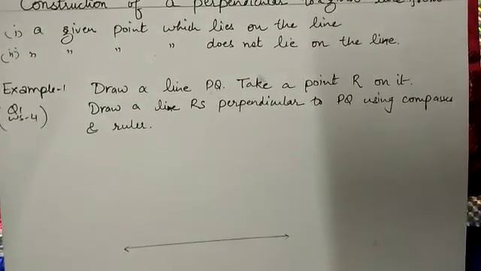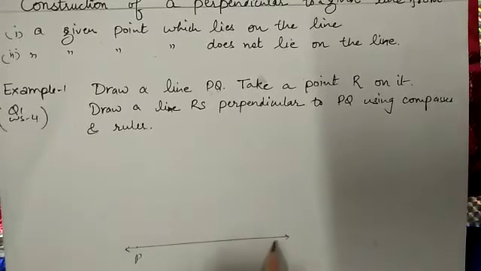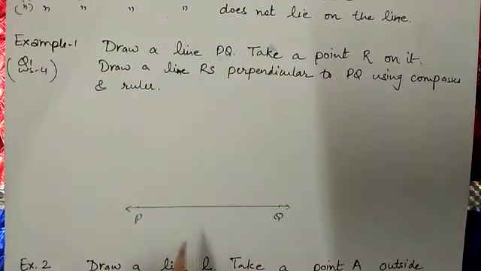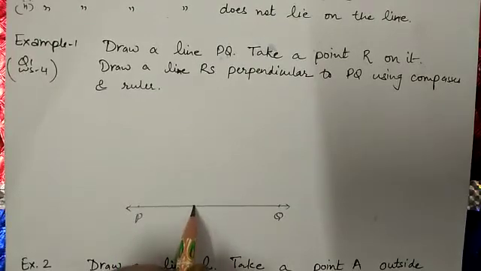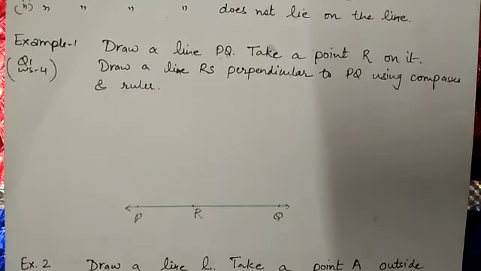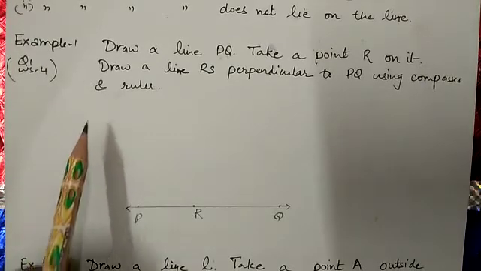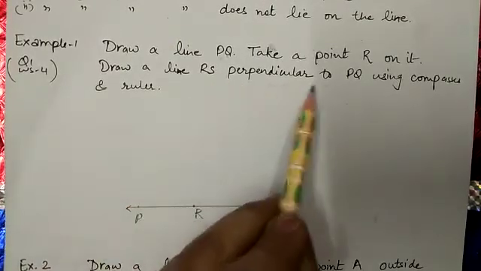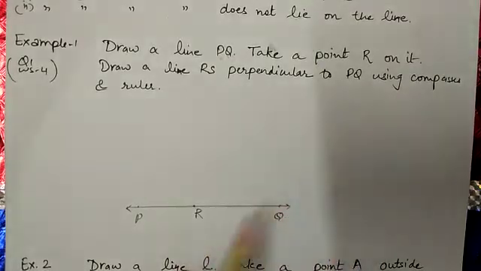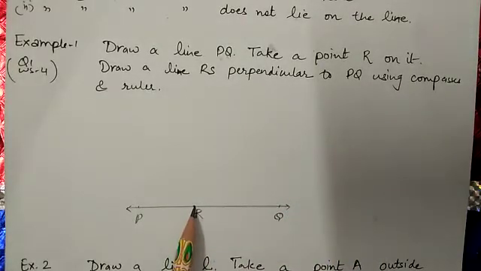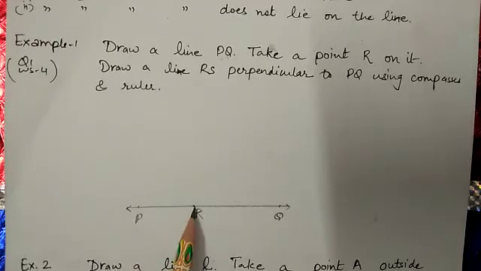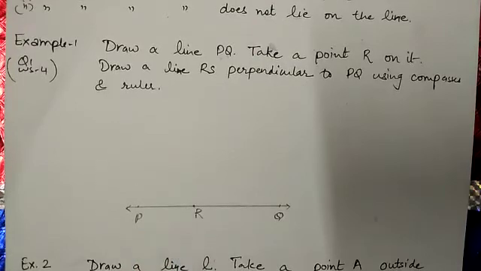Now, take a point R on it. We are told that the line is PQ, so I have named it in this way. Now, we are to take a point R on it, anywhere we can take. So, I have taken point R here. Now, we are to draw a line RS perpendicular to PQ using compass and ruler. Means from this point there should be a perpendicular, that is an angle of 90 degrees, using compass and ruler.